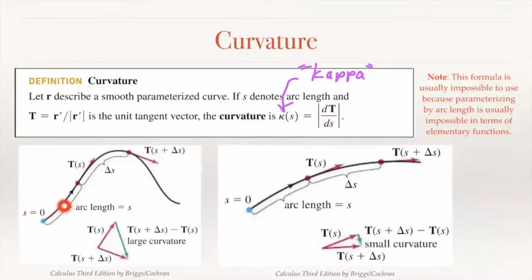So we are parameterizing by arc length, and remember that that means that we're moving along at a speed of 1 unit a second along this curve. And in this area, the curvature is high because the rate of change of the unit tangent vector is large around this point. While in this curve, the curvature is smaller because that rate of change in the unit tangent vector, as you can see here, is smaller, small curvature.